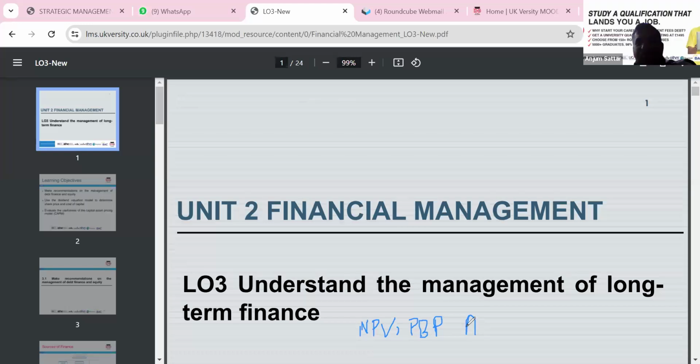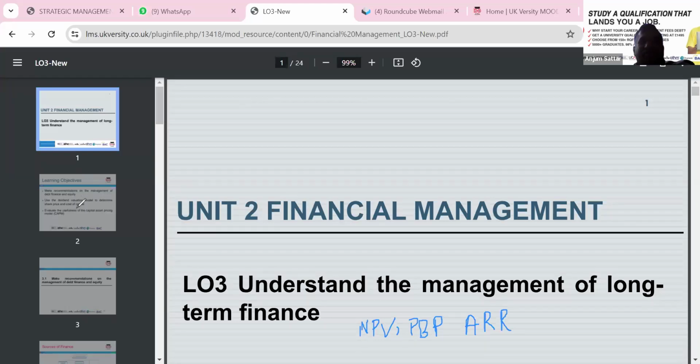So a shorter payback period is better. We had a discussion about ARR, which is our accounting rate of return, the average rate of return. Higher is better, shorter is better, NPV positive is better. Then we had a discussion on IRR, internal rate of return. We discussed the weighted average cost of capital. We had a discussion about various other investment and capital budgeting topics.